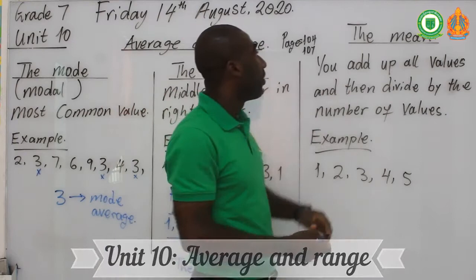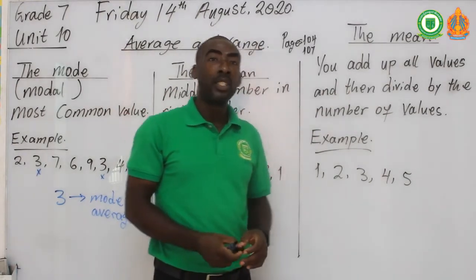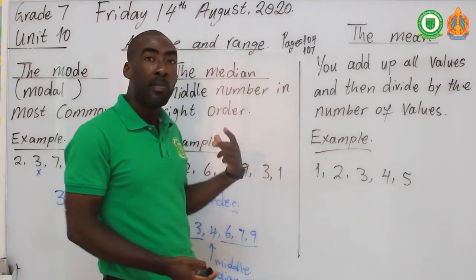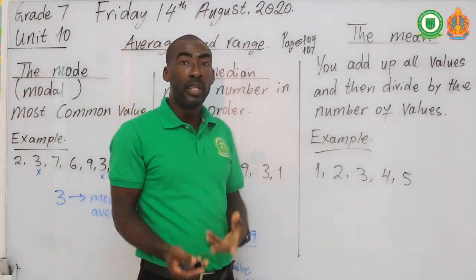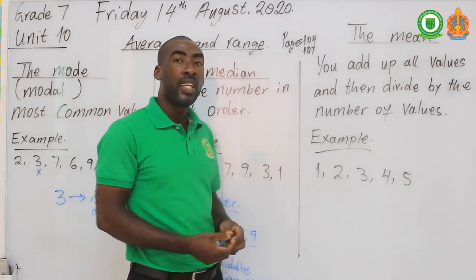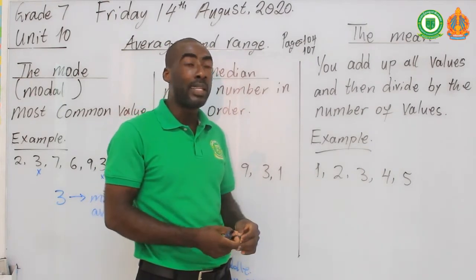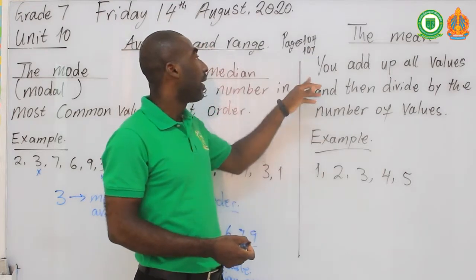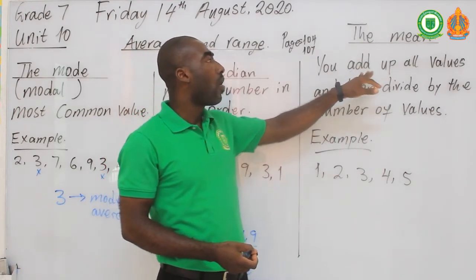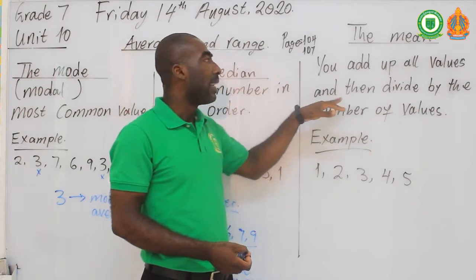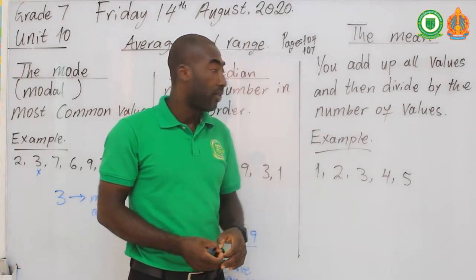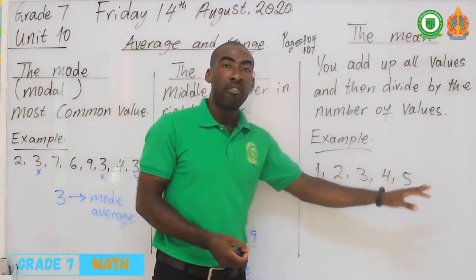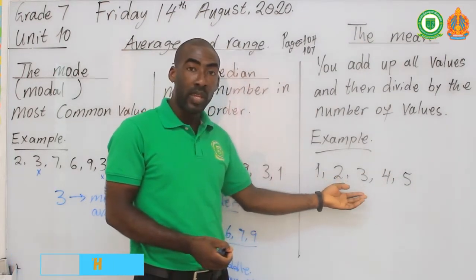The last one that we're going to look at will be the mean average. So how do you find the mean average? We know that mode is the most common number, and median is the middle when we put it in the right order. How do we find the mean? You can find the mean by adding up all values and then dividing by the number of values. As an example, we have 1, 2, 3, 4, and 5 here. These are the values that we have.